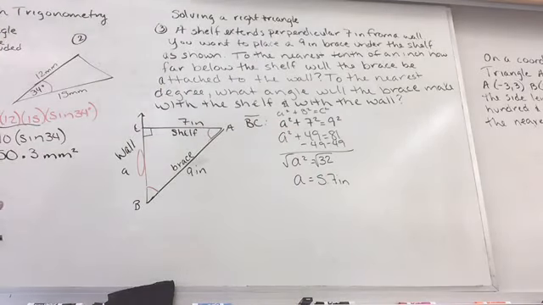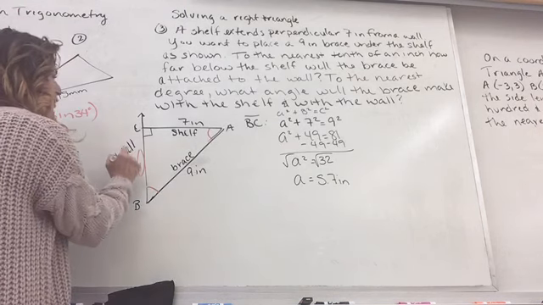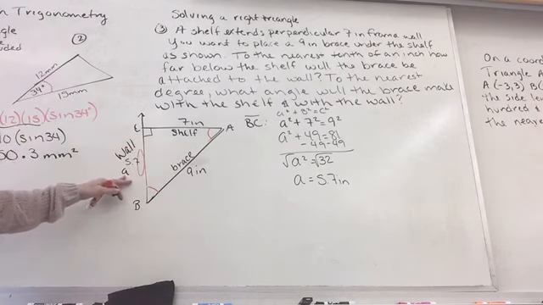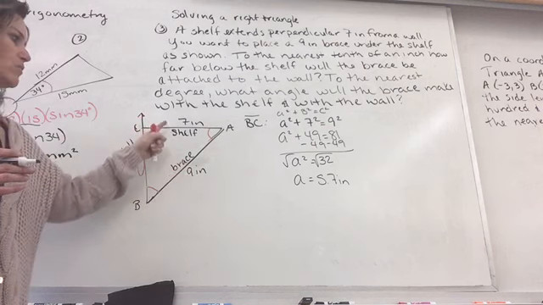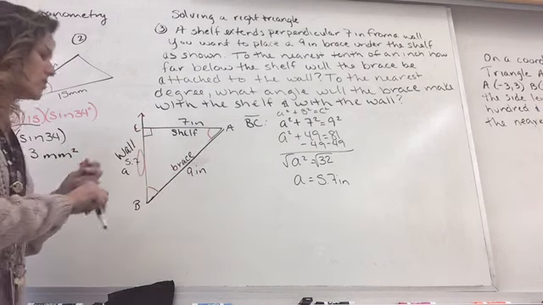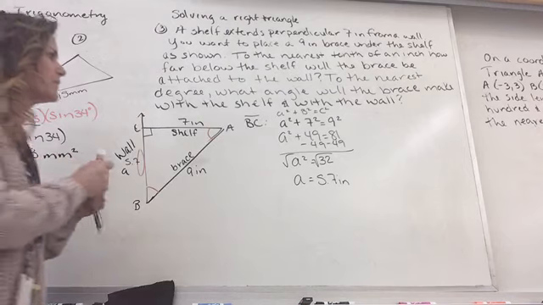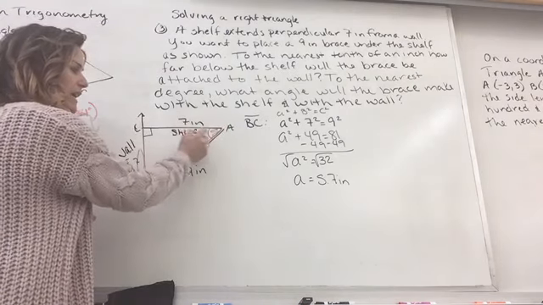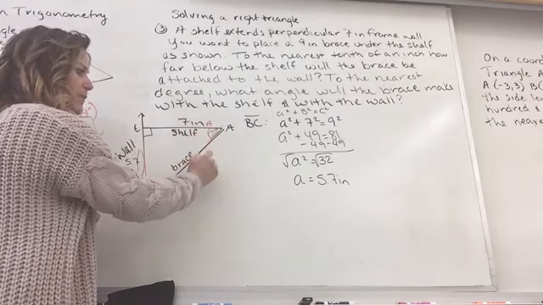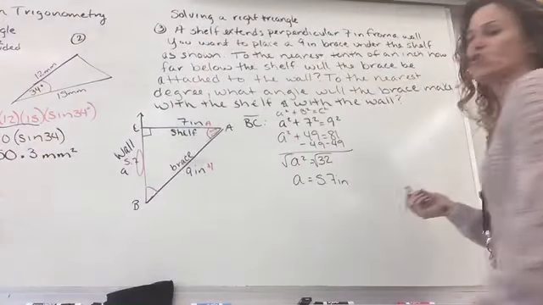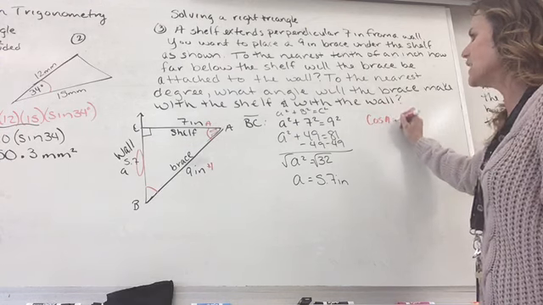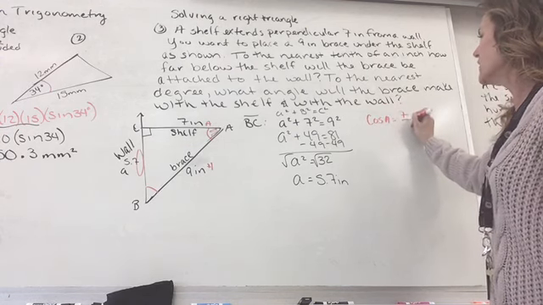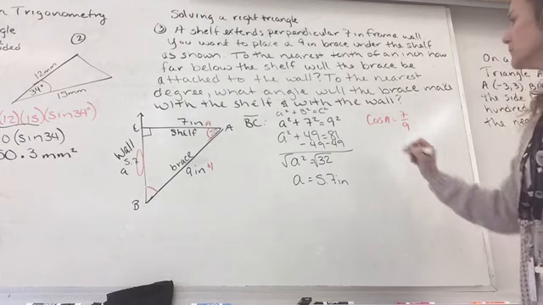Now, to find the angles. So I know that this is 5.7. This value here, we don't want to use in our calculations simply because we've rounded it and it's not completely accurate. So when we do our calculations for the angles, we want to use the 7 and the 9. So let's start by finding angle A. On angle A, this is your adjacent, this is the hypotenuse. So what uses adjacent and hypotenuse? Cosine. So we say the cosine of A is equal to the adjacent 7 divided by the hypotenuse 9.